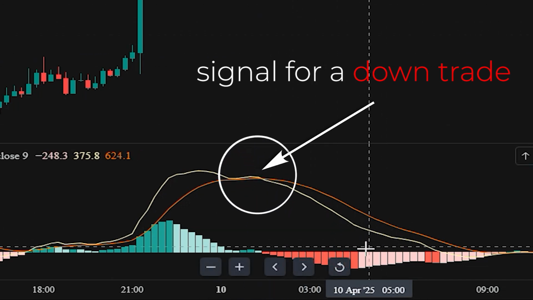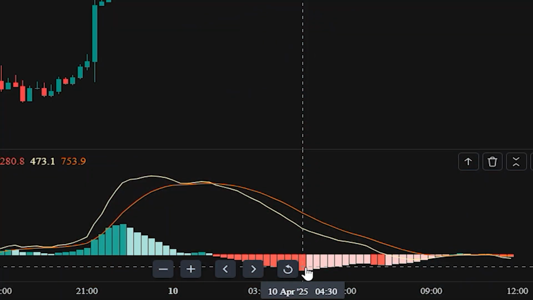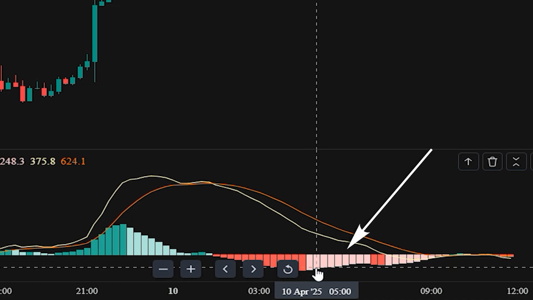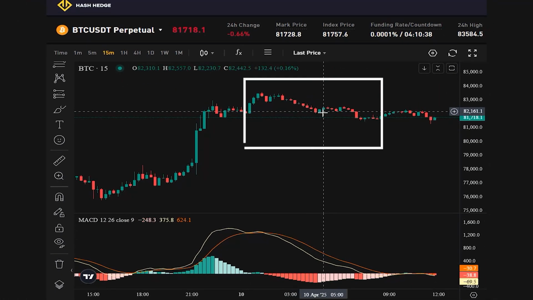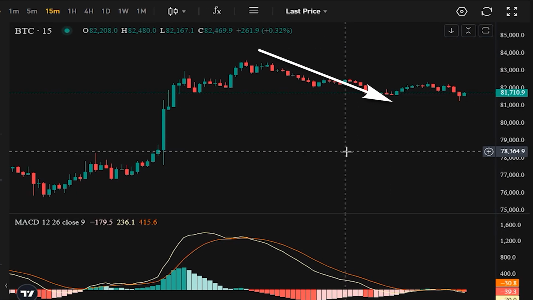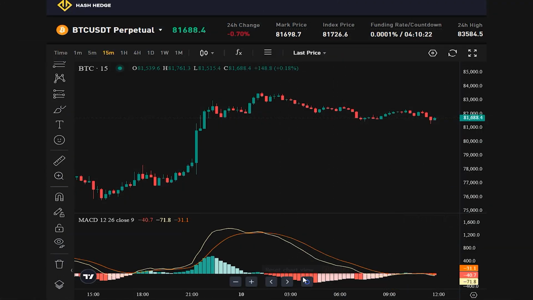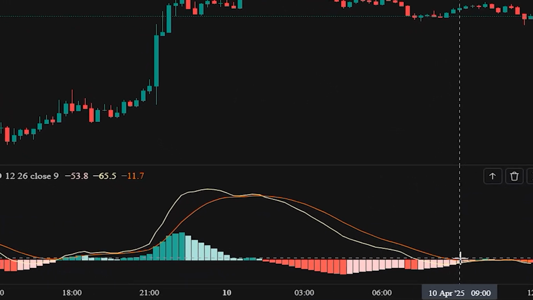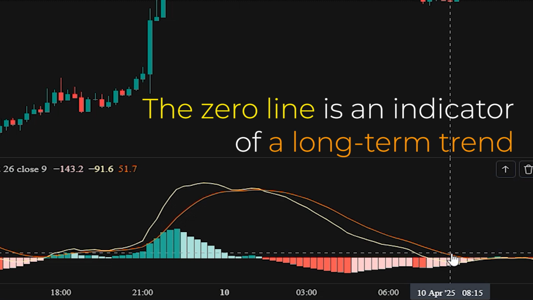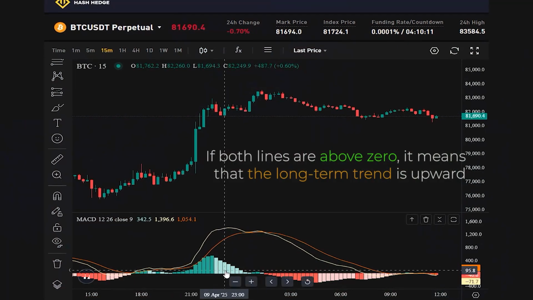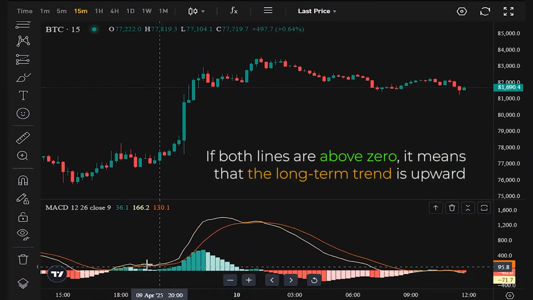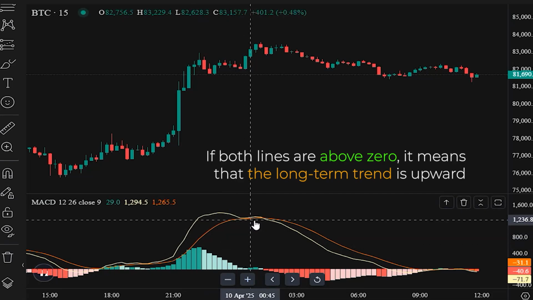Here we should have entered the trade down, and as soon as the color changes from bright to pale, we realize that the trend is starting to fade, and somewhere here, we should lock in a profit. That is, we wait for a MACD crossing and see by the bars how strong this trend is, and when we need to exit the trade. And the fourth element of the MACD is the zero line. The zero line is an indicator of a long-term trend. If both lines are above zero, it means that the long-term trend is upward, and vice versa.